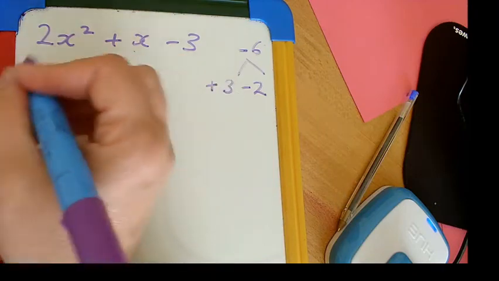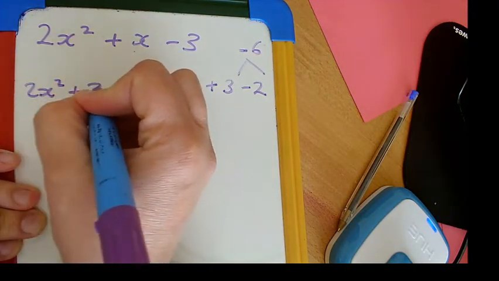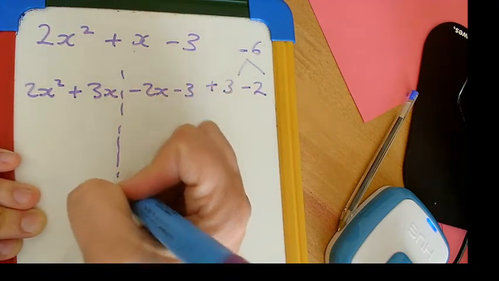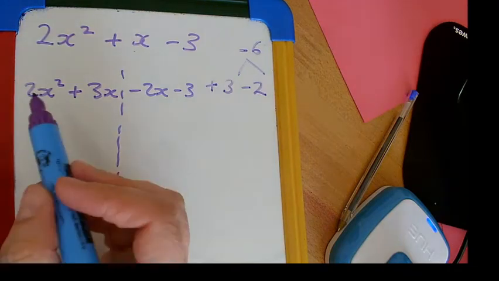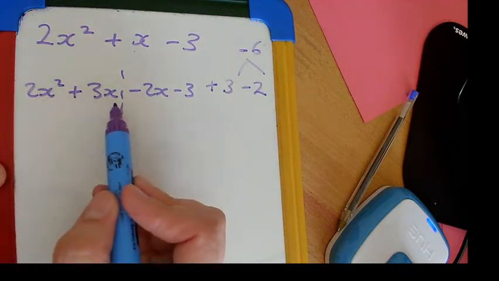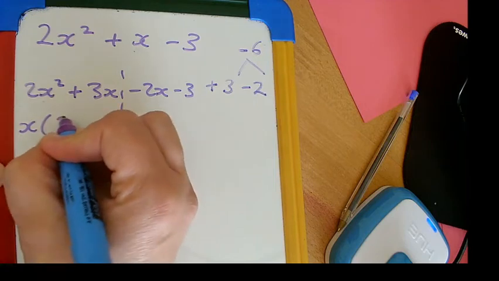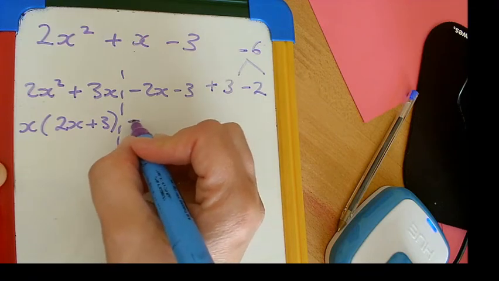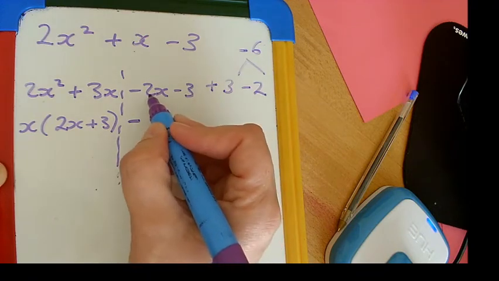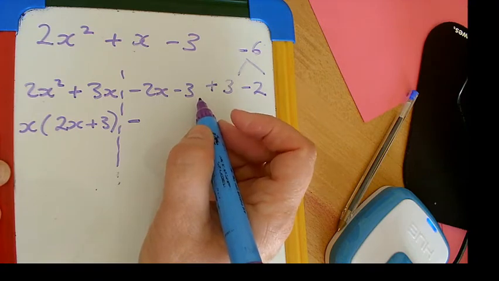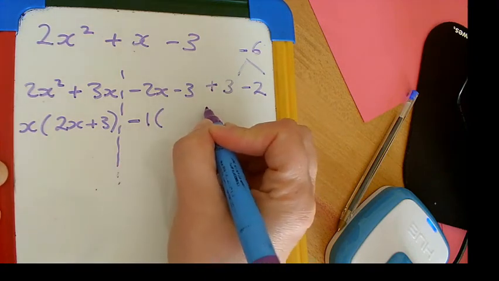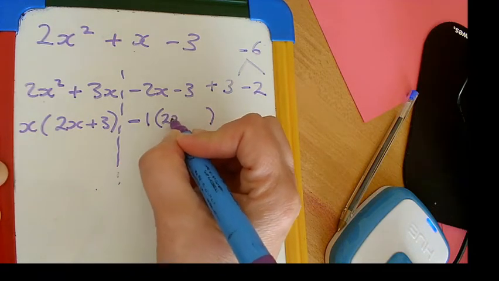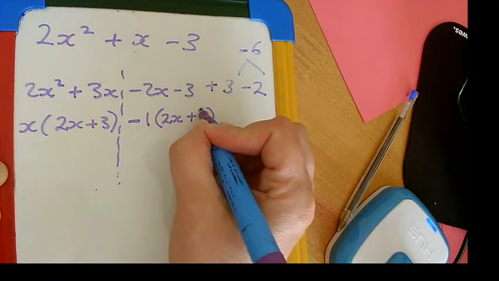So instead of the x, I'm going to write down plus 3x minus 2x. Once again, I'm going to split this into two sections. What can I take out of these two? Well, they both have an x. So I'm left with 2x plus 3. Here's that minus again. Better take it out. But is there a number that goes into 2 and 3? Well, there is one. It's 1. So let's take out minus 1. Well, I've taken out a minus, so that becomes a plus 2x and a plus 3.